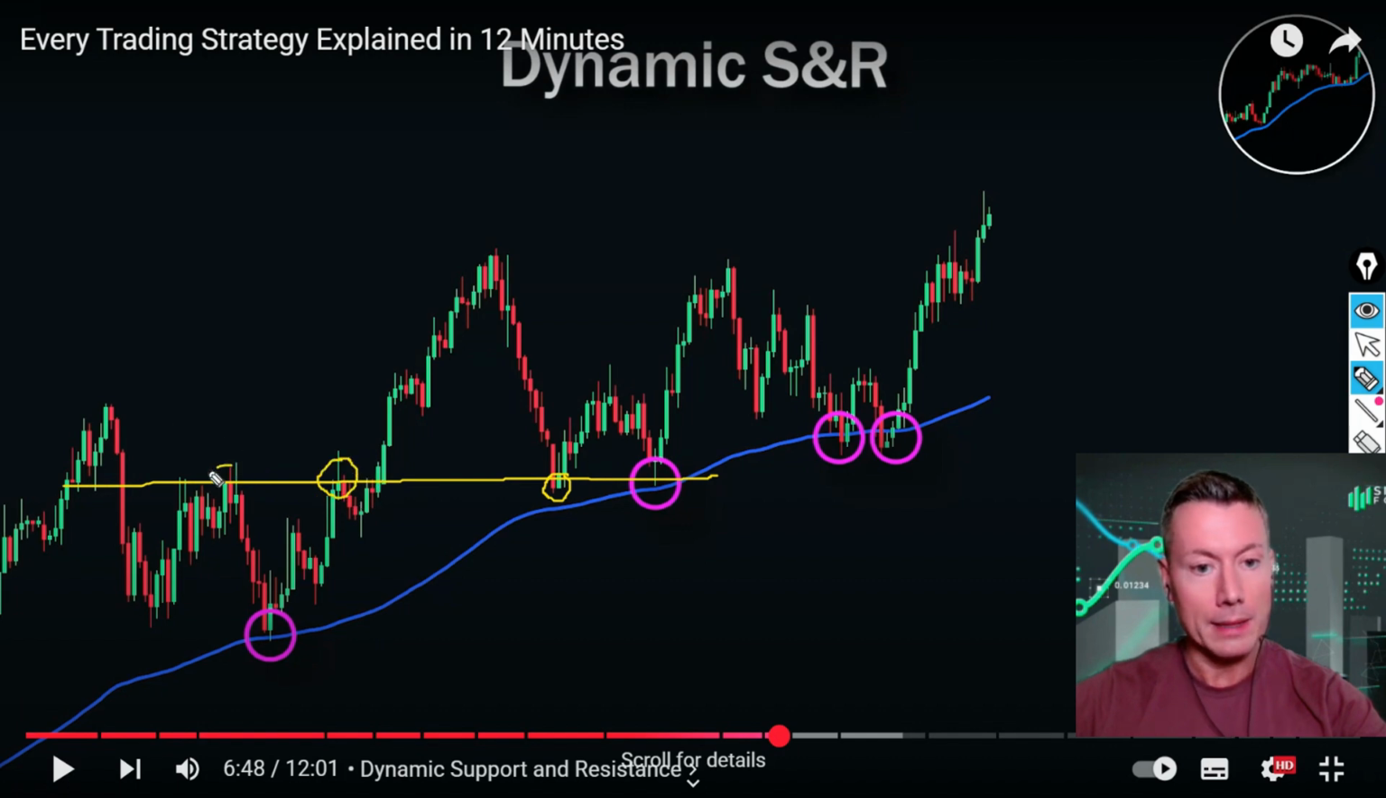You can see many taps at this level. And then once we get a horizontal support level with a dynamic support level, like we do on this occasion right here, that double confluence, that double support, what a great trade.